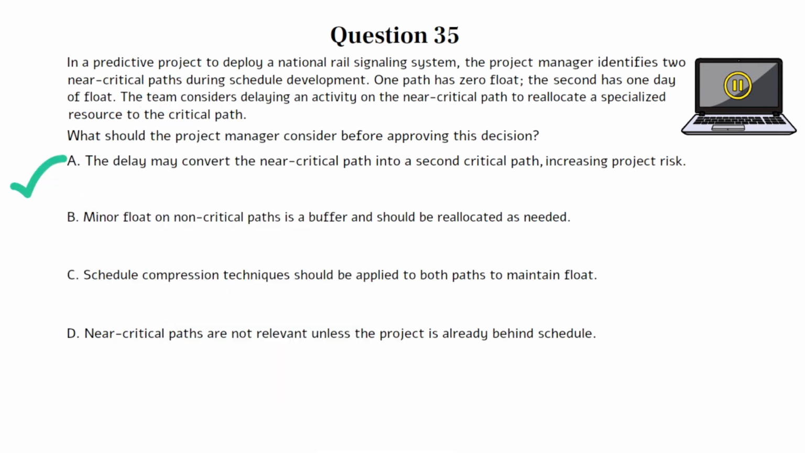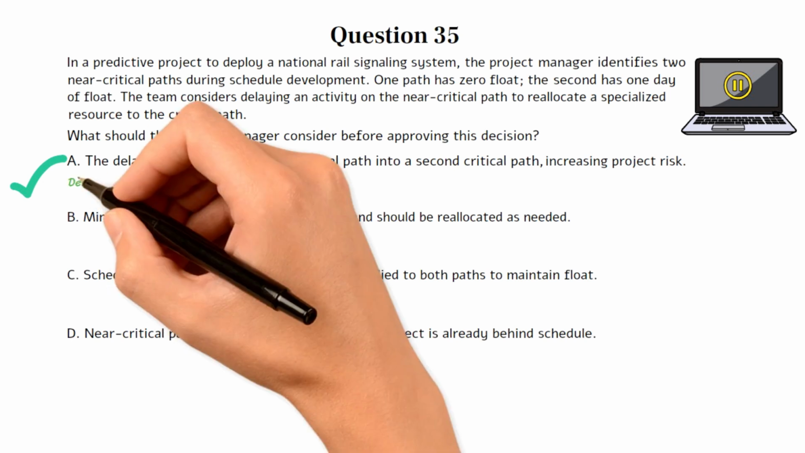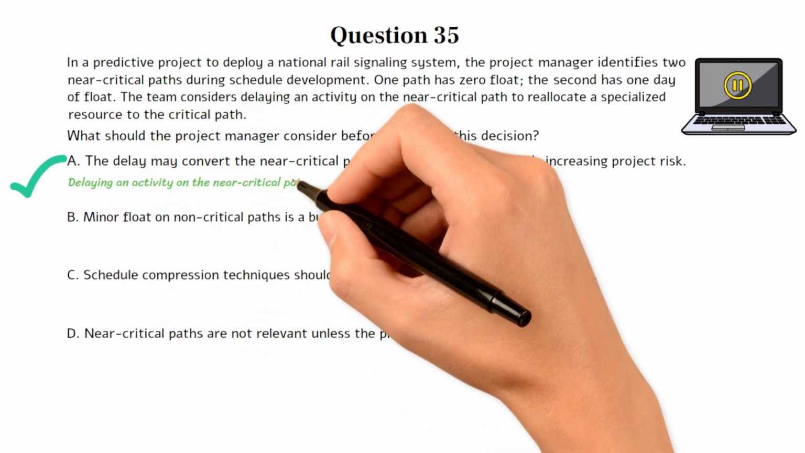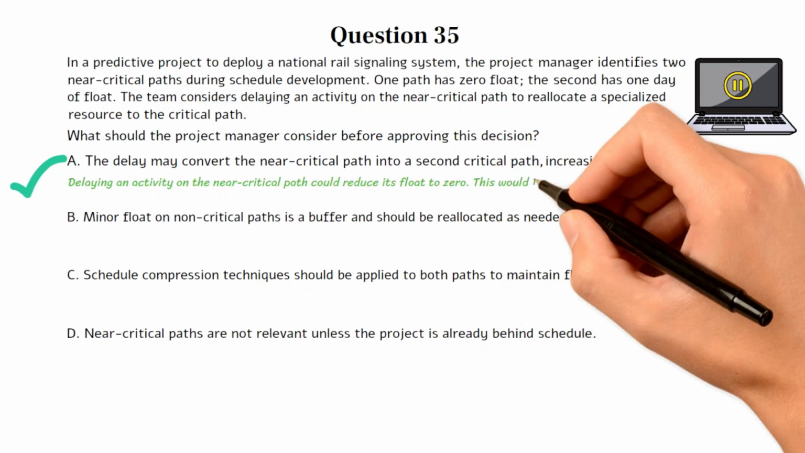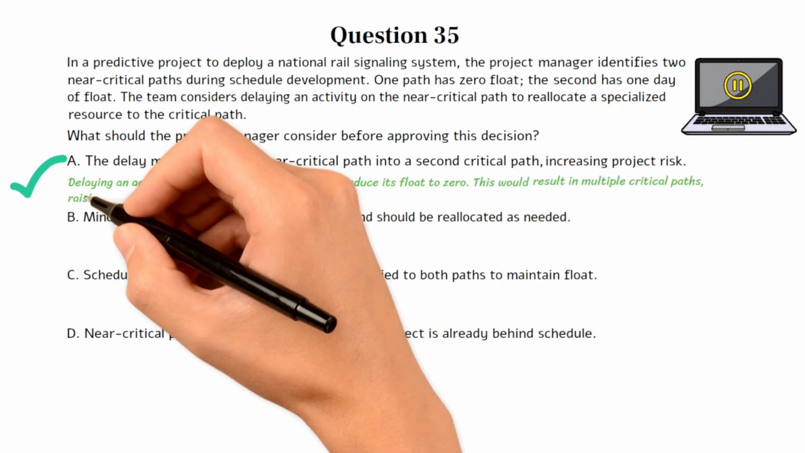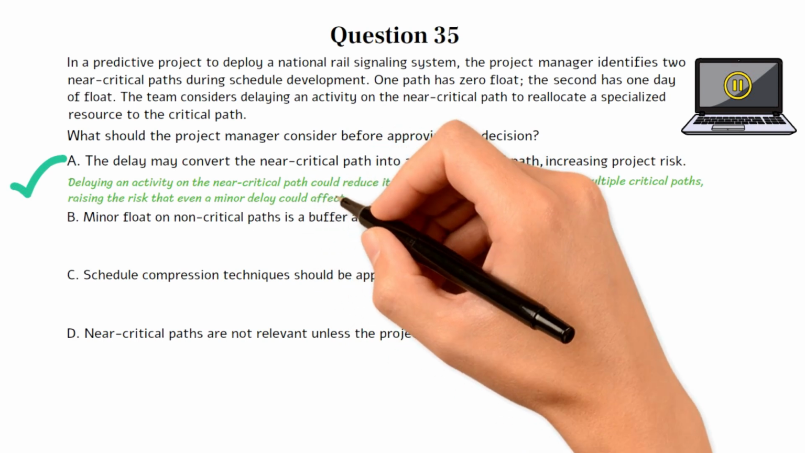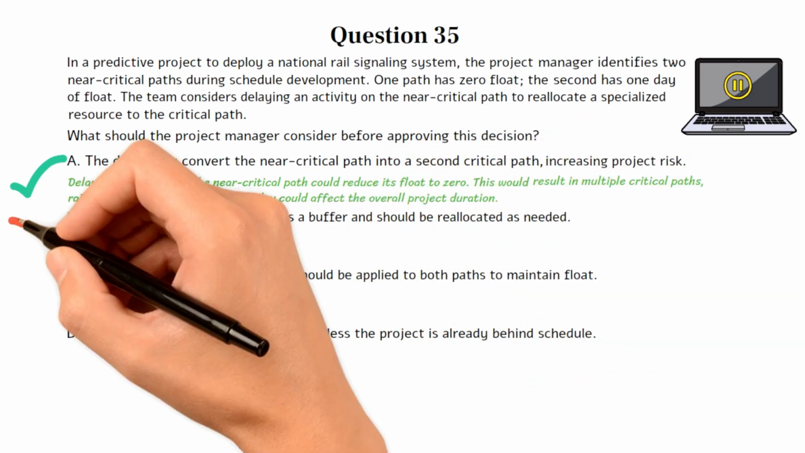This question tests your deeper understanding of the critical path method and how changes during schedule development can impact project risk. It also assesses your ability to recognize the sensitivity of near-critical paths, paths with very little float that could become critical with minor changes. Choice A is the best option because delaying an activity on the near-critical path could reduce its float to 0. This would result in multiple critical paths, raising the risk that even a minor delay could affect the overall project duration.